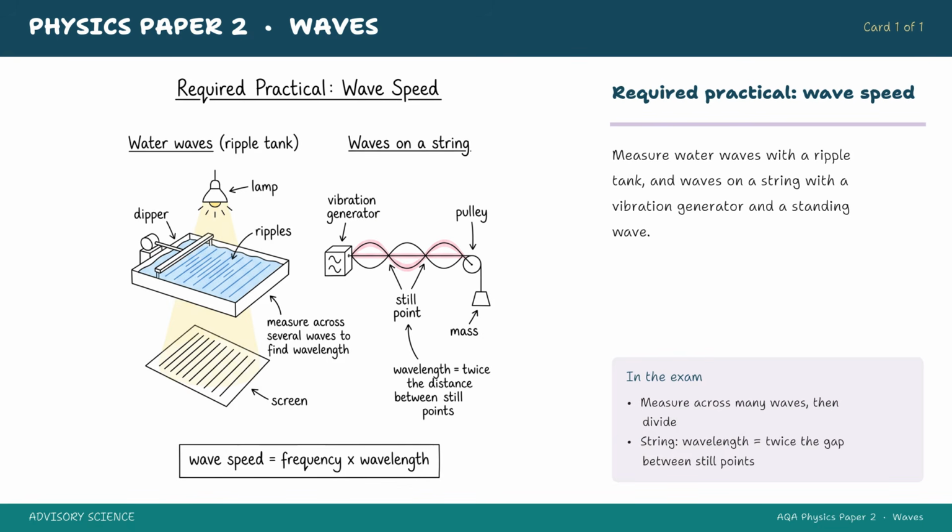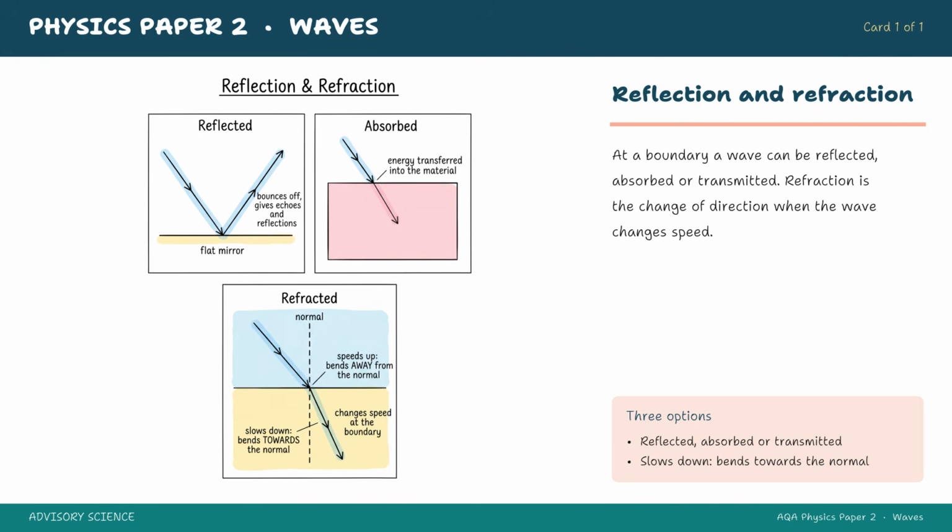And refraction. When a wave meets a boundary, it can be reflected, bouncing off, which gives you echoes and mirror images. It can be absorbed, its energy transferred into the material, which is how a microwave heats food. Or it can be transmitted, passing through and usually changing direction, which is refraction. Refraction happens because the wave changes speed in the new material. Slow down and it bends towards the normal. Speed up and it bends away.